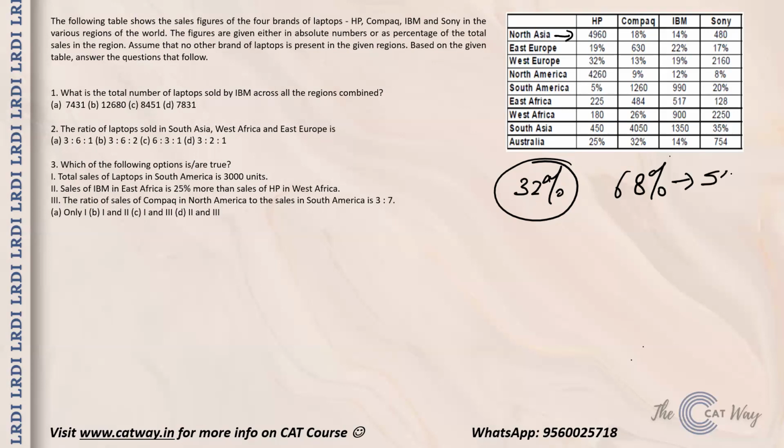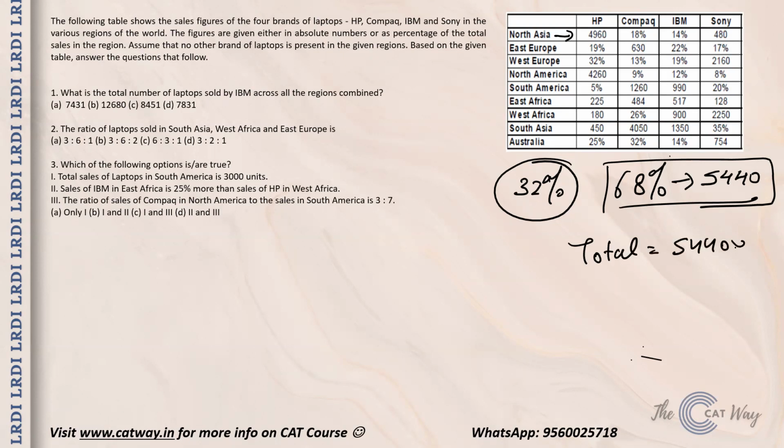So from here, you will get to know the value of 68% of the total sales in North Asia. If you know the 68% is this, you can calculate the total sales by 5440 into 100 divided by 68. This is how you will calculate the total sales in the region. So the total sales in the region comes out to be equal to 8,000. Now, when the total sales is 8,000, for Compaq it will be 18% of 8,000, that is 1440, and for IBM it will be 14% of 8,000, that is 1120, right?